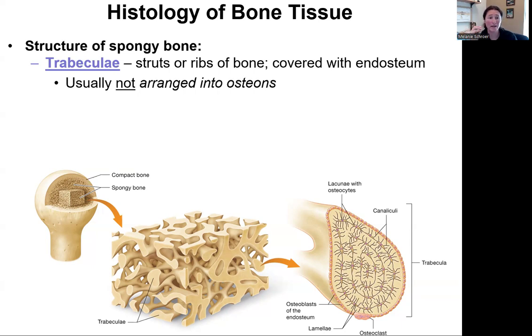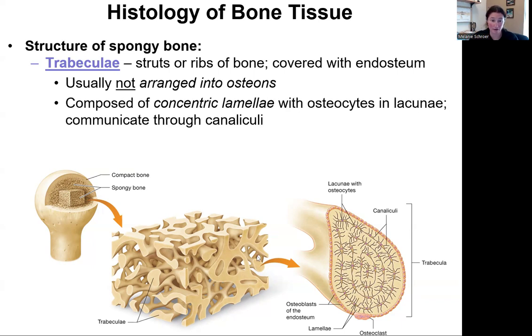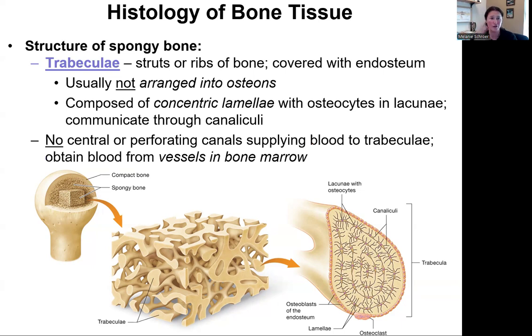These trabeculae are not arranged into osteons, so they're not like cylinders, but they do have lamellae, right? So if we take a cross section through one of them, we can see a lamella, lamella, lamella, but there's not a central canal. It's not a cylinder. They are arranged differently. So no central canal, no perforating canals, but keep in mind that these are still very vascular because all of this space in between is chock full of red bone marrow and blood vessels.